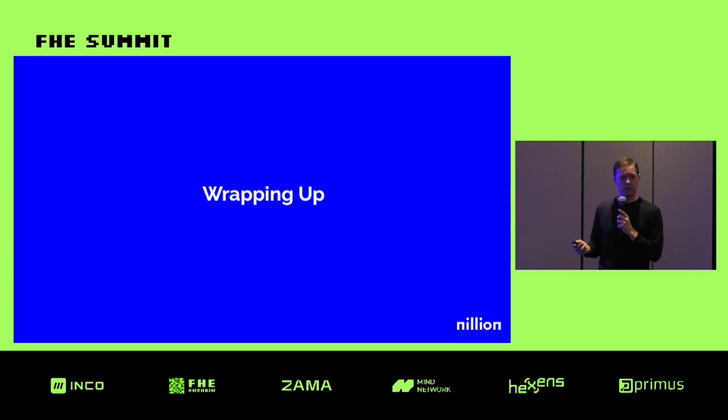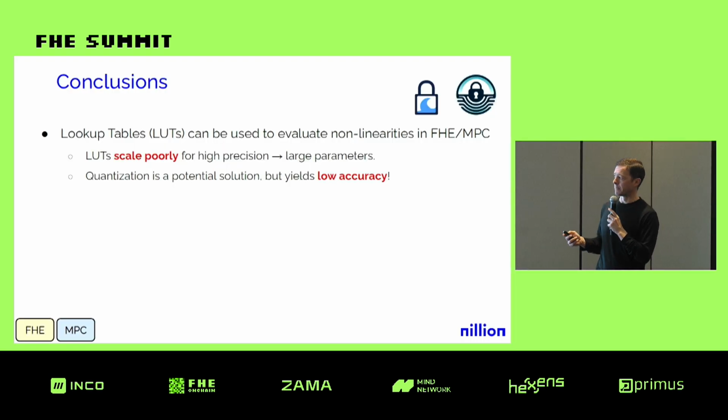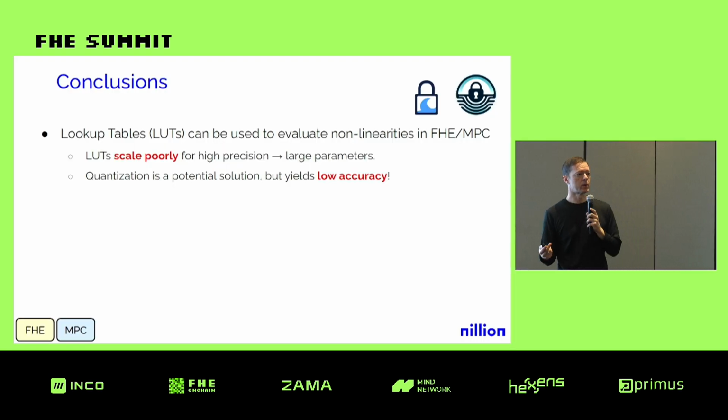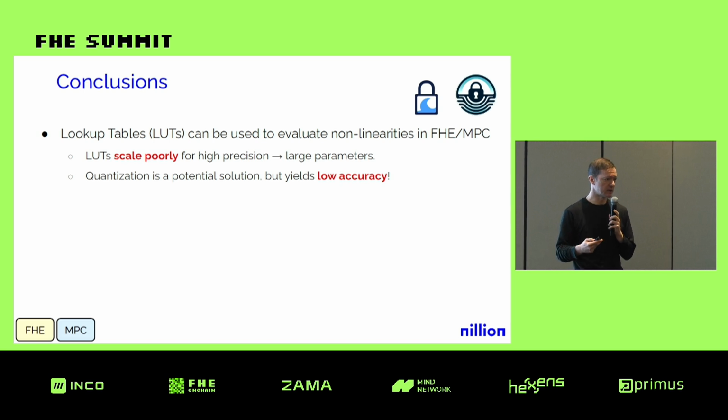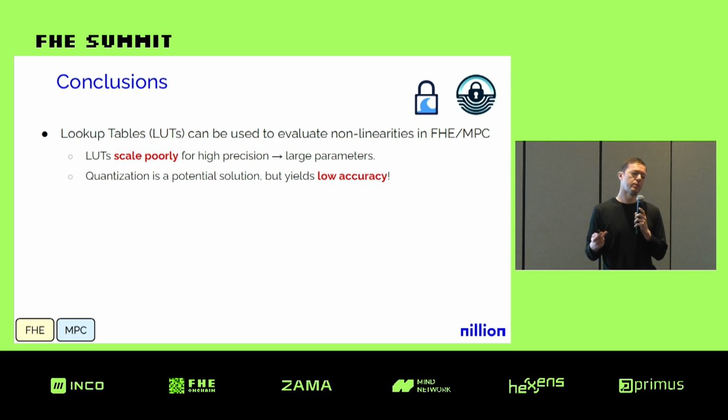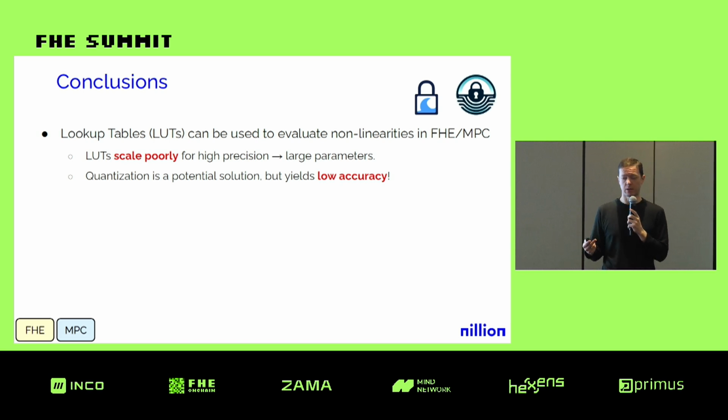So in essence, wrapping up, you can see that lookup tables are the way to go when you want to work with things like running AI on top of privacy-enhancing technologies. But they don't scale up well. They have this exponential blow-up problem. Quantization is the usual technique that you use to deal with this problem, but the problem is that you end up with a lot of approximation errors.